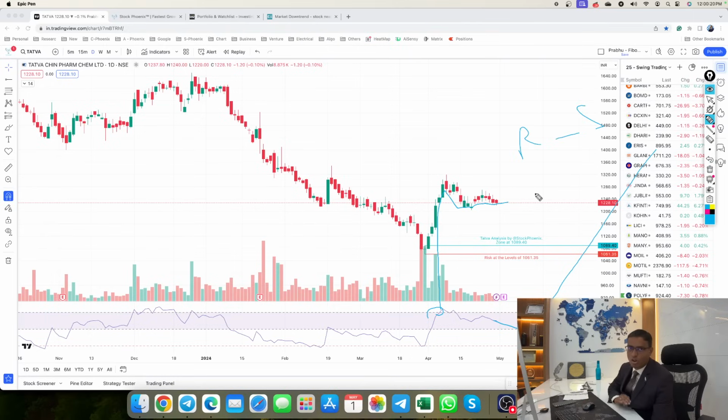Now our entry is gone in this counter. But however, if this gets broken like this and comes down to this, then this would be the swing low, and that would be our entry criteria to make an entry in this counter. And from there on, it will start going upside. Okay, it will start going upside. Now that is one more way of entry into this counter.